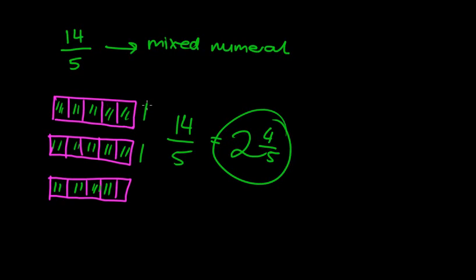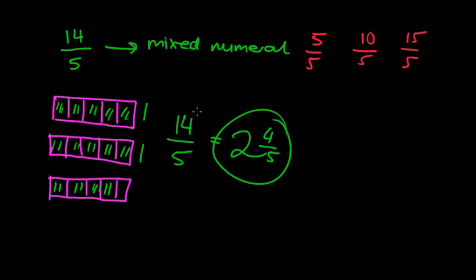Hopefully what you'll realize is that when I'm talking about fifths, 1 whole is 5 over 5. Okay, so 1 whole is 5 over 5. 2 wholes would be 10 over 5. 3 wholes, for example, would be 15 over 5.